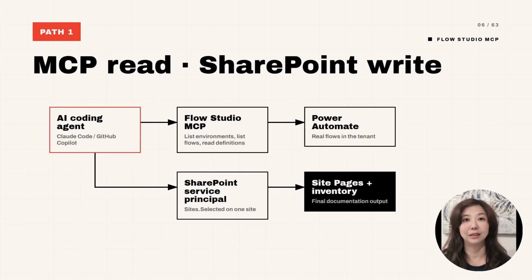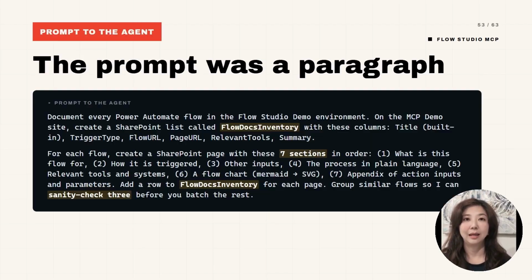This is the fastest of the 3 at runtime. The environment I tested has 46 flows, and this is the prompt I gave the agent. Document every flow in the FlowStudio demo environment. Create a SharePoint list called flow.inventory with these 6 columns. For each flow, create a site page with these 7 sections, add an inventory row. And group similar flows so I can sanity check 3 before you batch the rest.